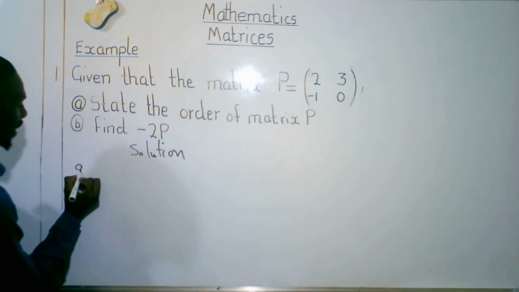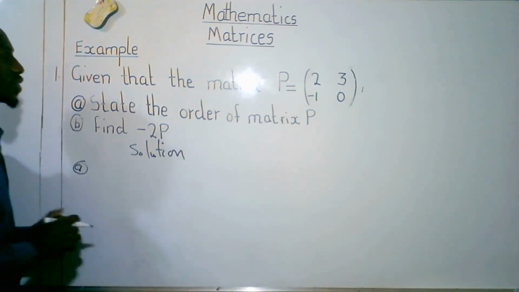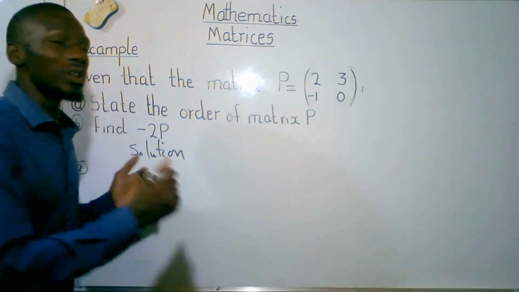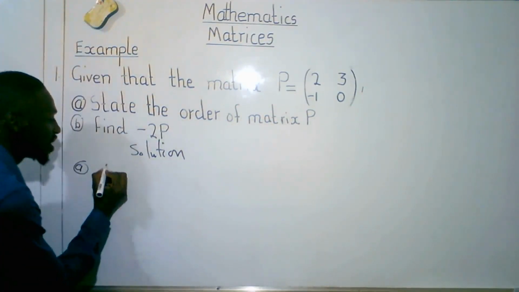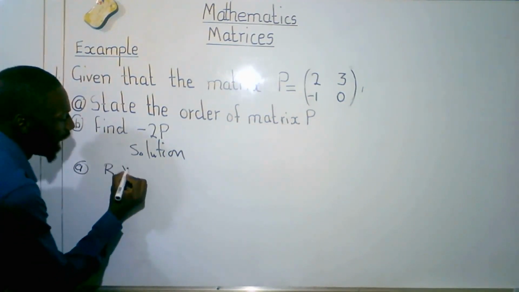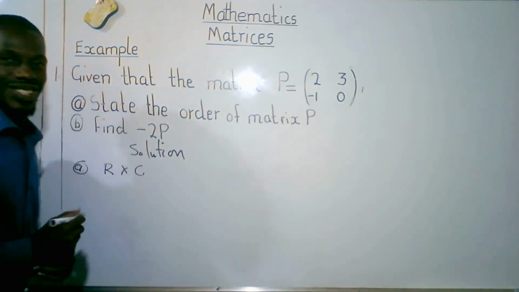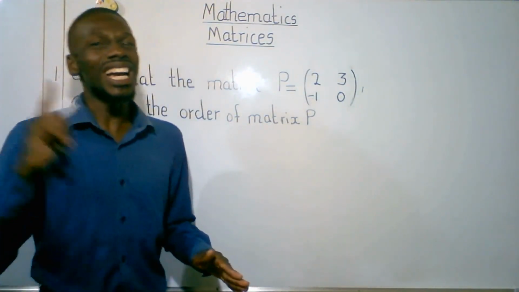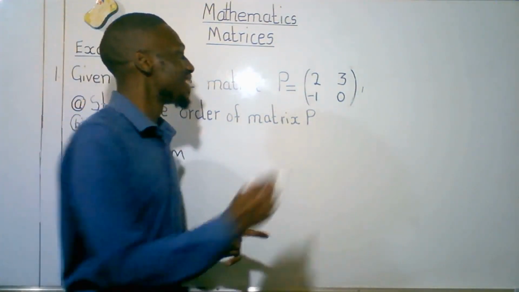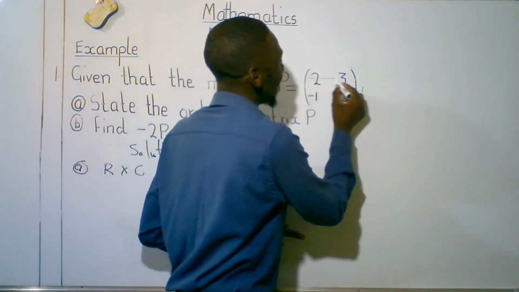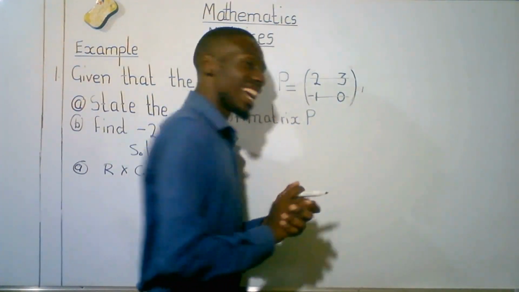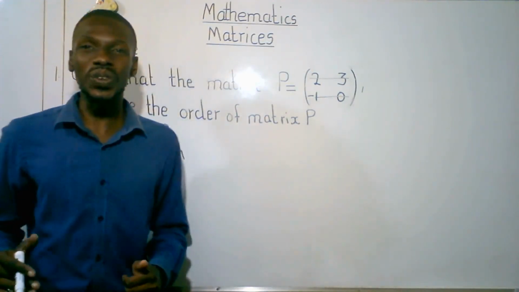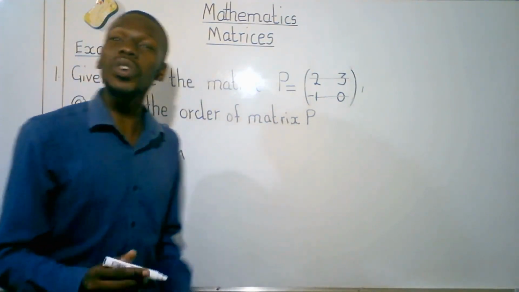Part A is talking about stating the order of the matrix. We start by the rows, so it's rows by columns. How many rows do we have? Lines running from left to right. We've got this line and this line. We're saying we've got 2.